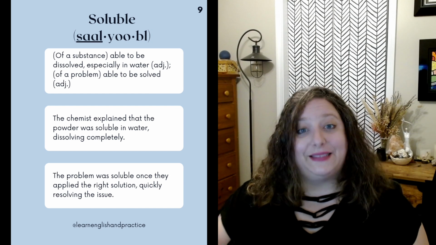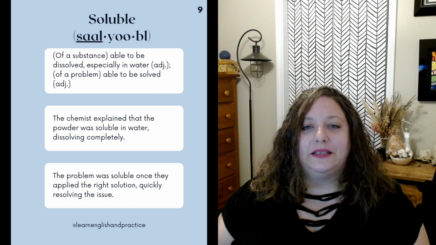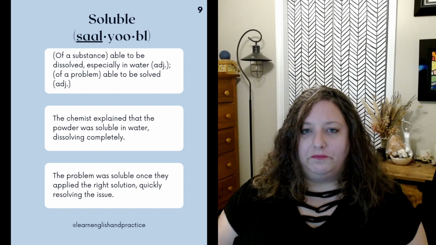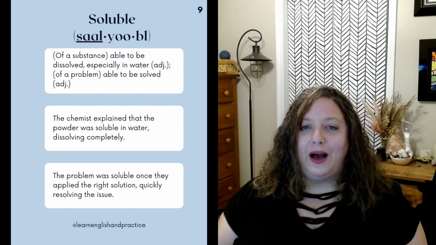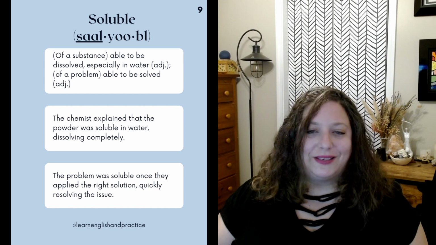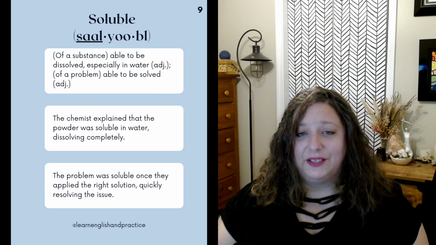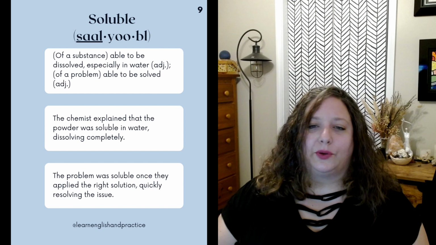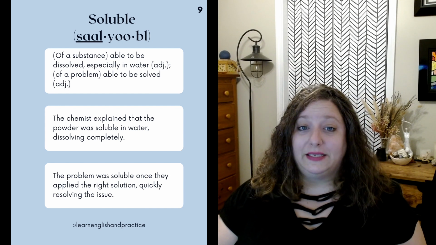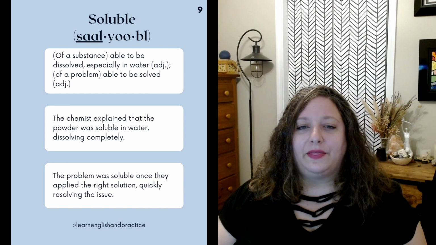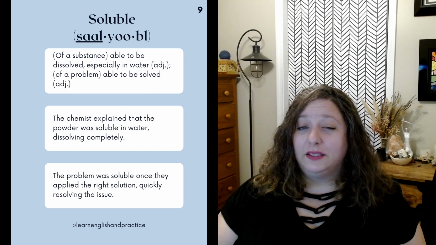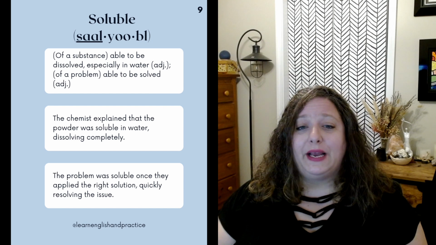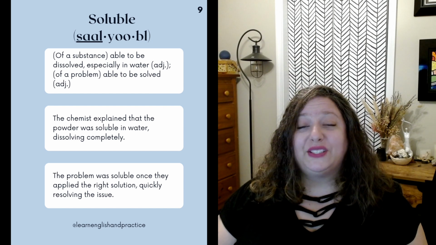So let's focus on that second meaning there. Something that's soluble does have a solution, all right? And you like to think that there's no problem that's not soluble. Of course, there are big problems that don't have solutions, but you always try to find a pathway towards some sort of solution. Examples are the chemist explained that the powder was soluble in water, dissolving completely. The problem was soluble once they applied the right solution, quickly resolving the issue.